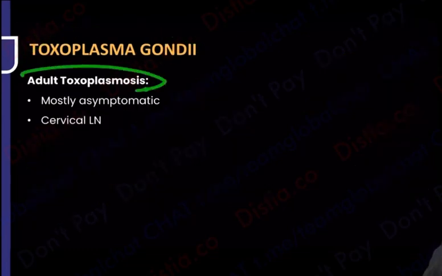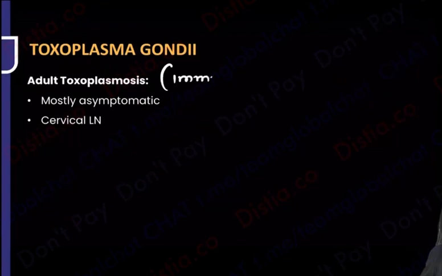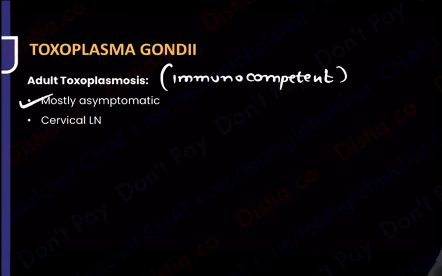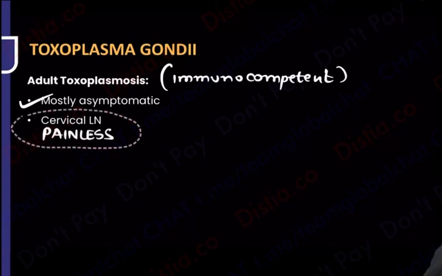What about when it happens in an adult? Adult matlab fit and fine, immunocompetent. When I'm talking about an adult, I'm trying to talk about an adult with a perfect immunity, that is immunocompetent, and our immunity will fight it off, na? So mostly it is asymptomatic only. If at all something has to happen, there will be painless cervical lymphadenopathy, if at all something has to happen. Otherwise, it is usually asymptomatic.